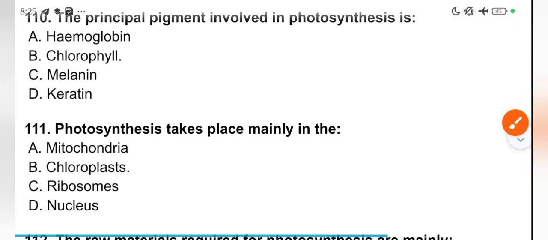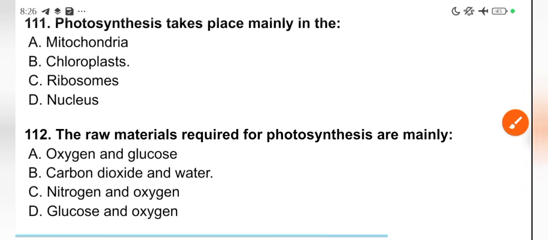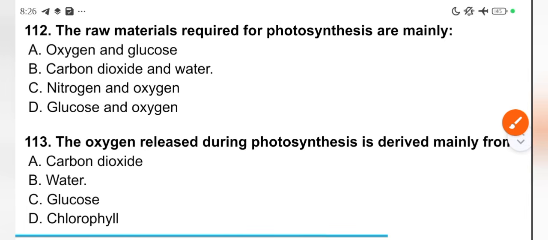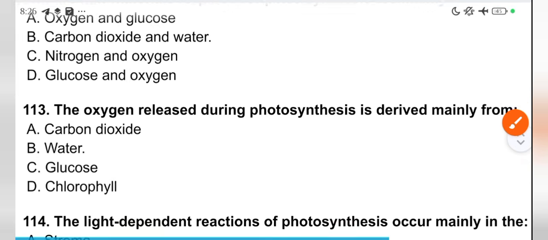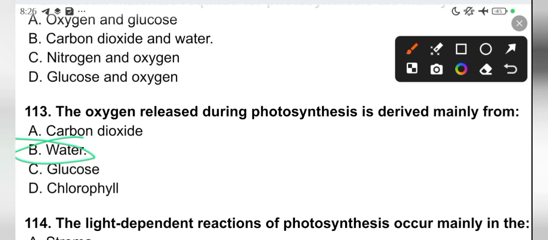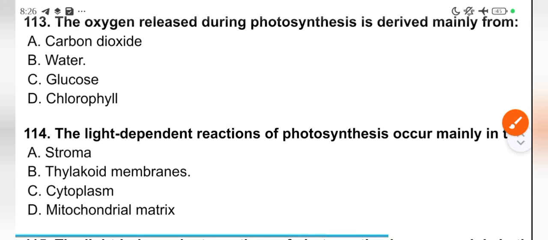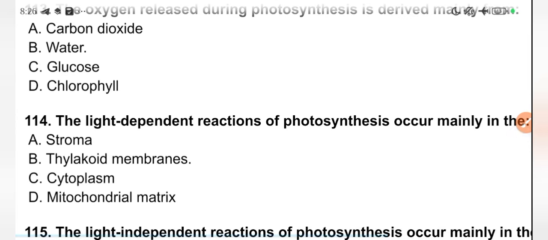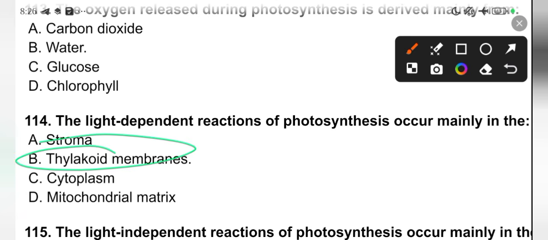Photosynthesis takes place mainly in the chloroplast. Okay. The raw materials required for photosynthesis are mainly carbon dioxide and water. The oxygen released during photosynthesis is derived mainly from water. Please take note. The light-dependent reaction, which means it needs light, of photosynthesis occurs mainly in the thylakoid membrane.